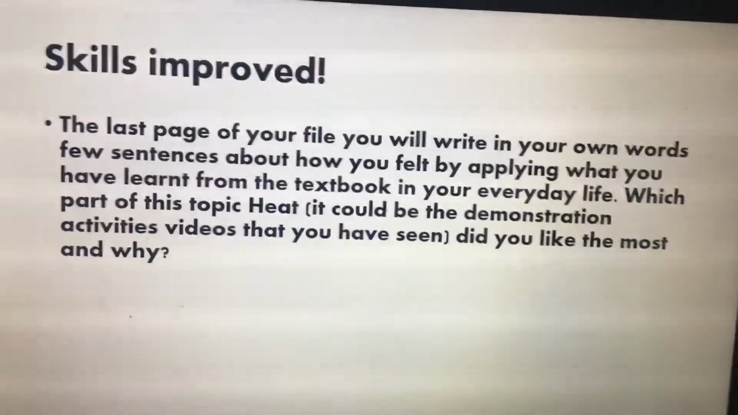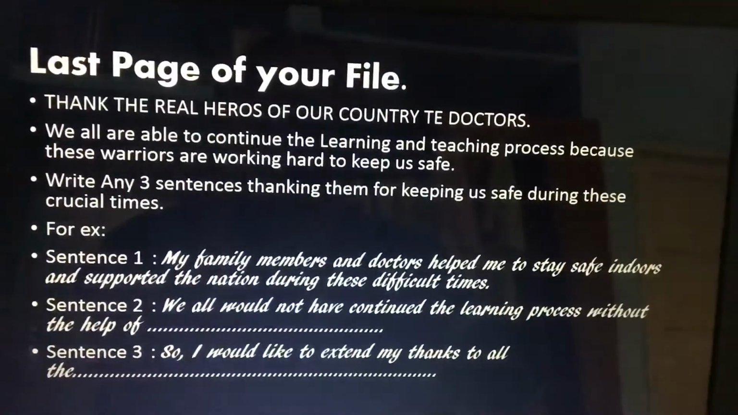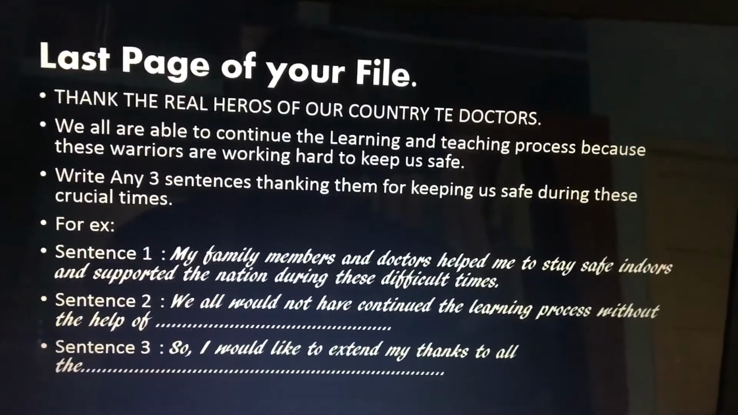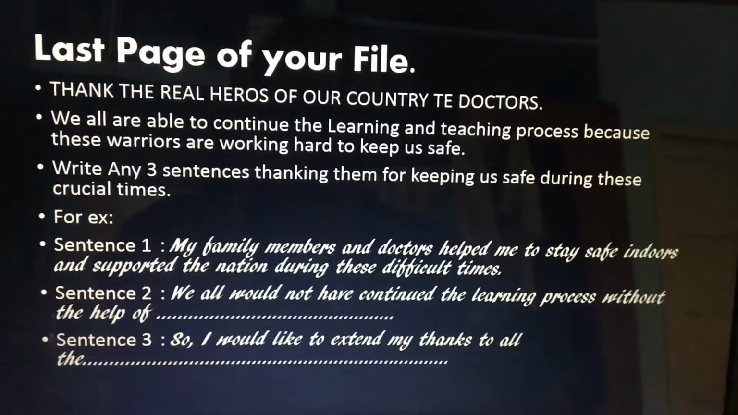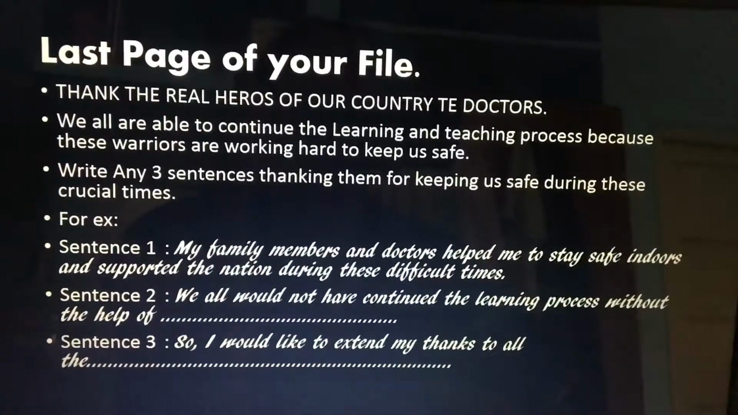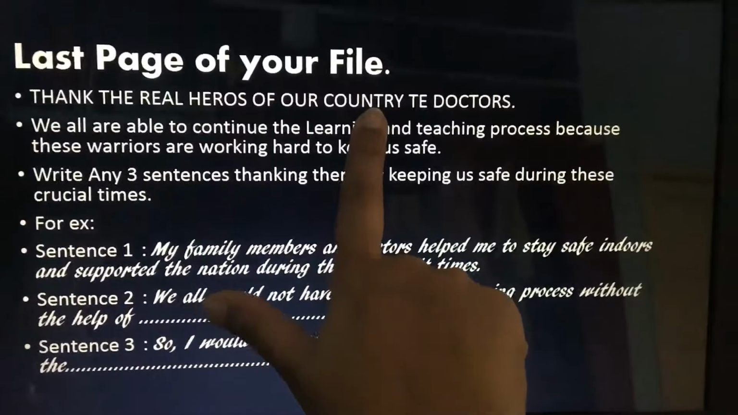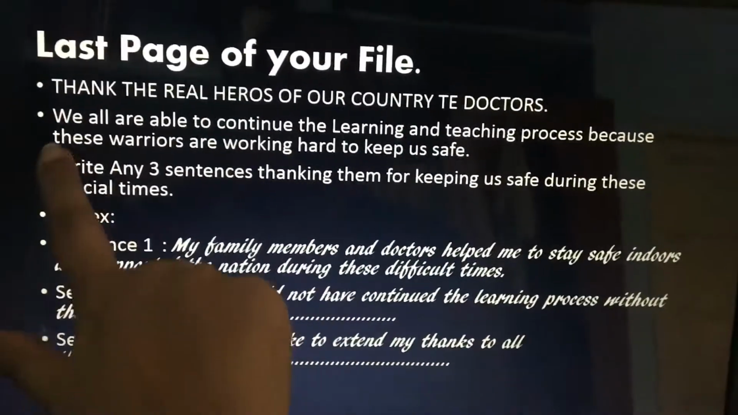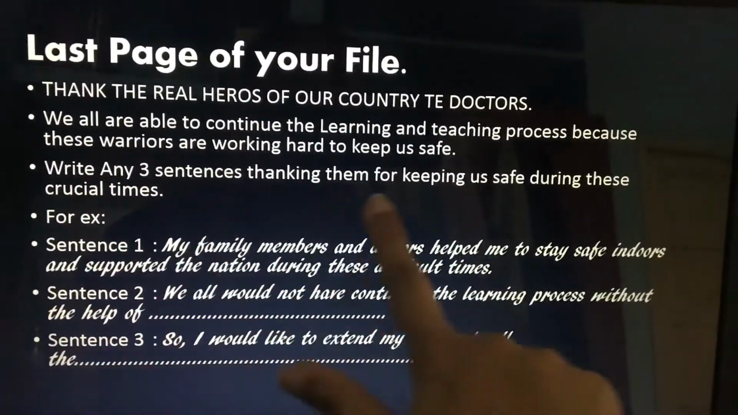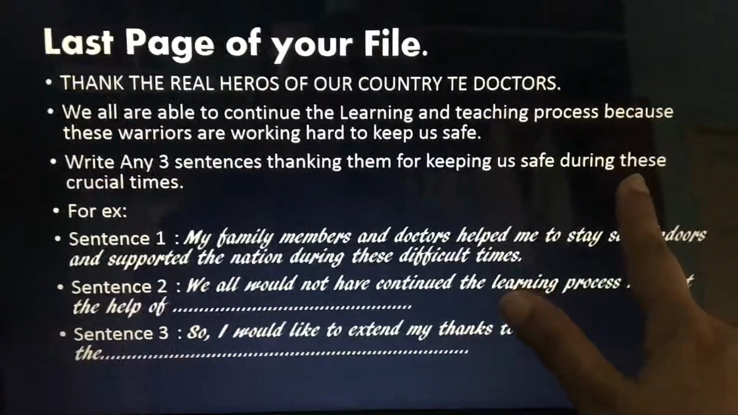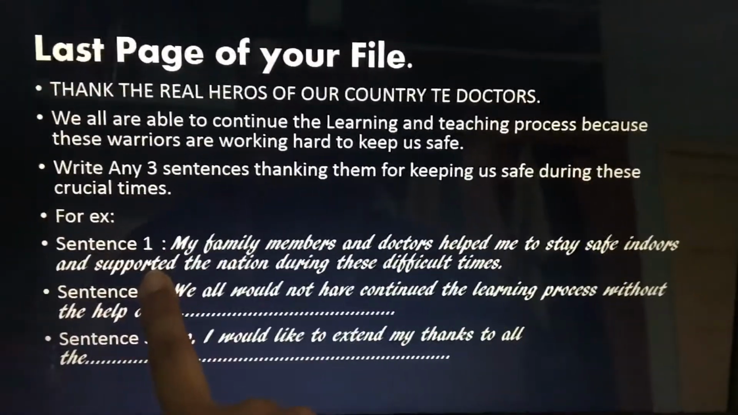Okay? And the last page of your file, this is very important. You all know, children, we are able to continue the learning and teaching process because we are all safe. So who are the heroes of our country? By now you must know, right? The doctors. So you have to write any 3 sentences for all their hard work, isn't it, children? Don't we need to appreciate them?